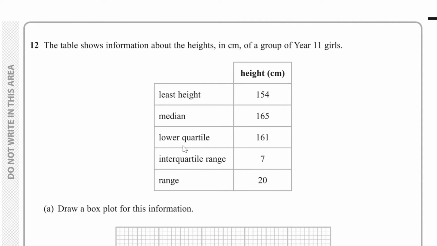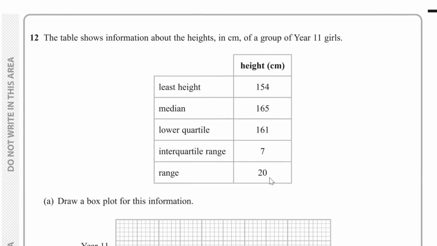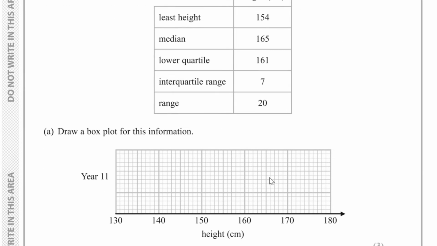Question number 12. The table shows information about the heights in centimetres of a group of Year 11 girls. So that's what we see here. The least height is 154, the median is 165, the lower quartile is 161, the interquartile range is 7, and the range is 20. For part A, we have to draw a box plot for this information.